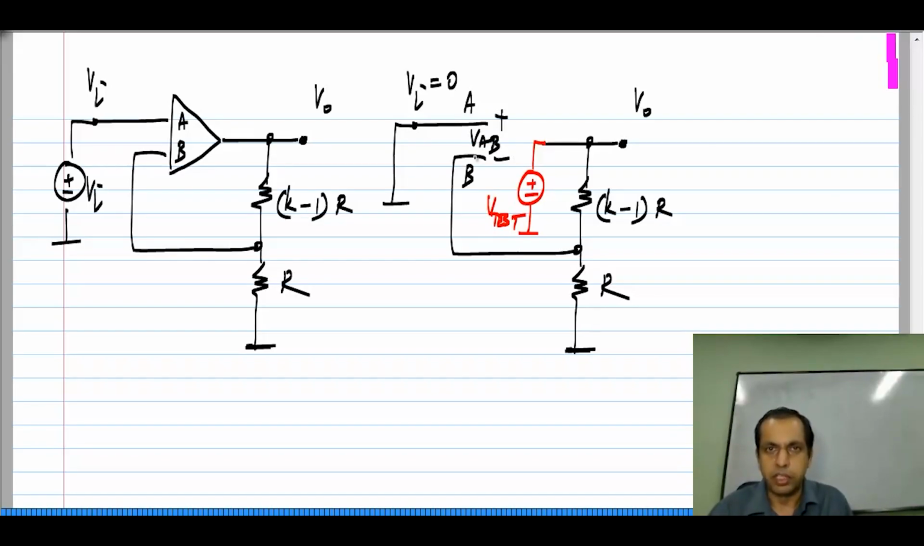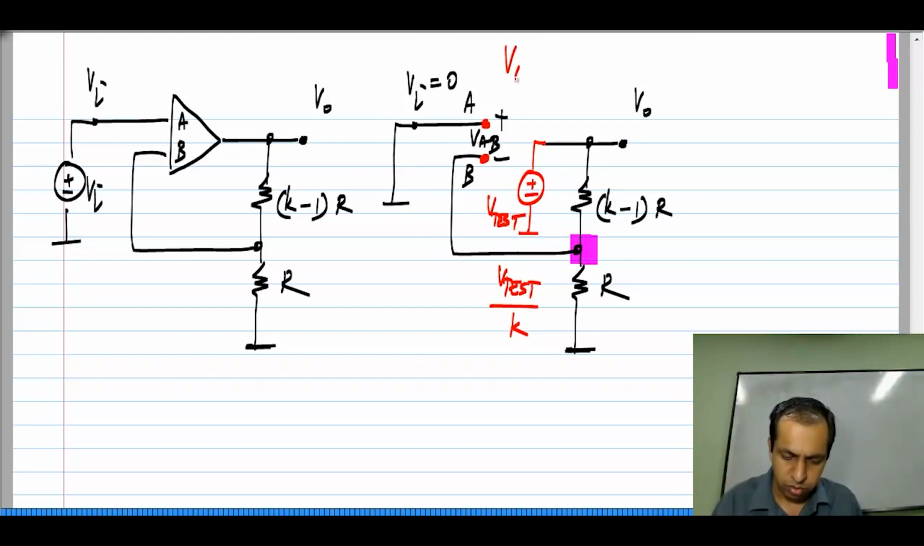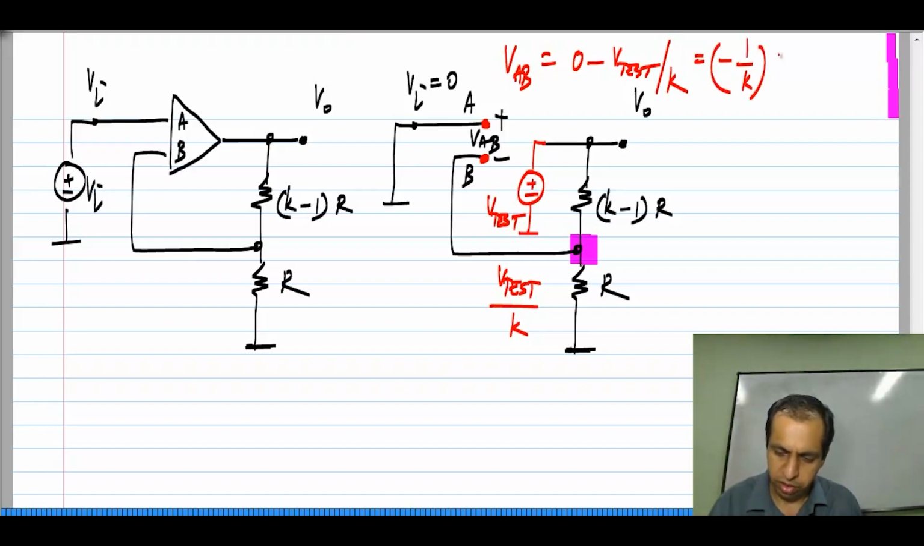Now, this is an extremely trivial circuit. So, if I have V test driving this point, at this point I will have a fraction of V test, which is V test divided by K. This VAB is the difference between the voltages at nodes A and B. And VA, the voltage at node A is 0, the voltage at node B is V test by K. So, VAB is 0 minus V test by K, which is minus 1 by K times V test.